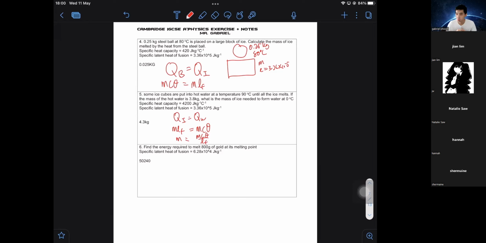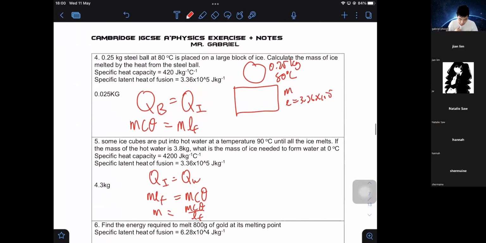Question 4, I got 2.5, not 0.025. Are you substituting everything incorrectly or not? Okay, let me do this last question before you guys go. Q equals mc theta. The steel ball is going to be 0.25 multiplied by 420 multiplied by 80 degrees Celsius, which equals m times 3.36 times 10 to the power 5, right? Wait, let me do the calculation.